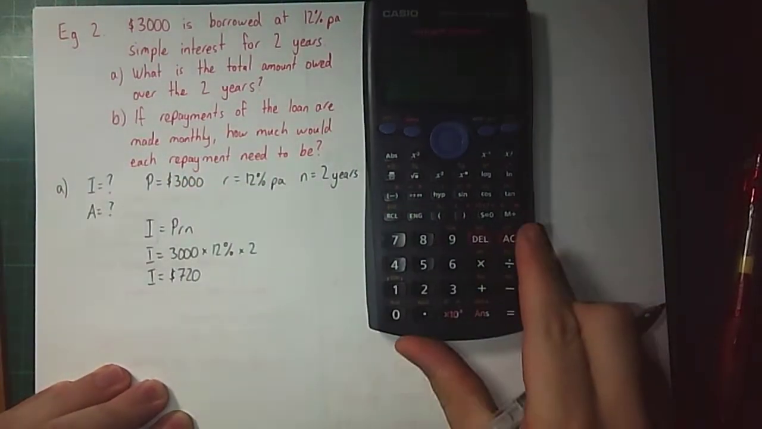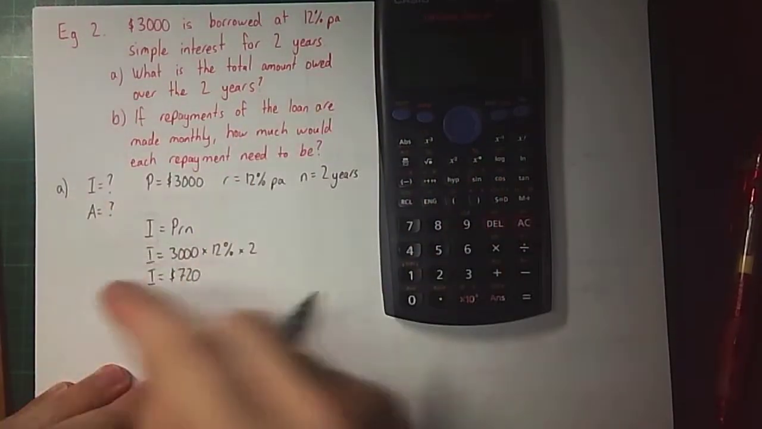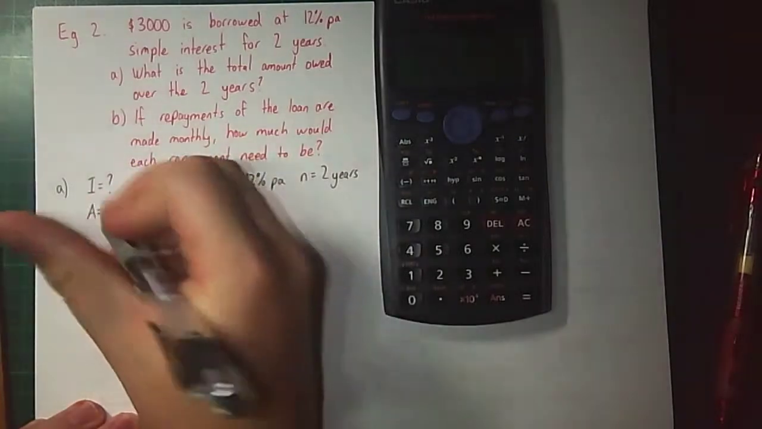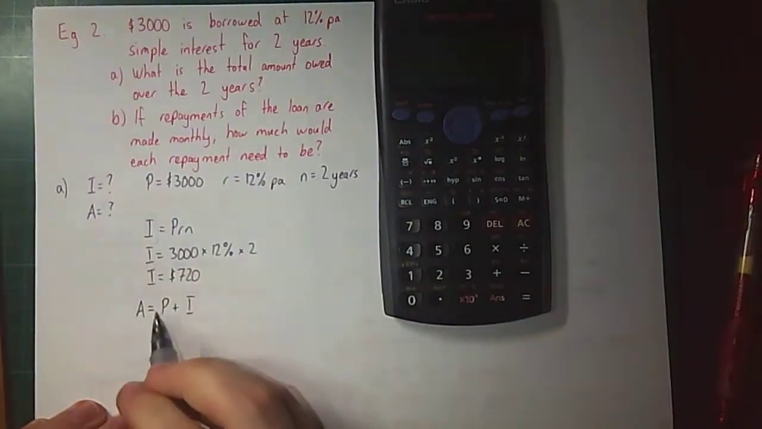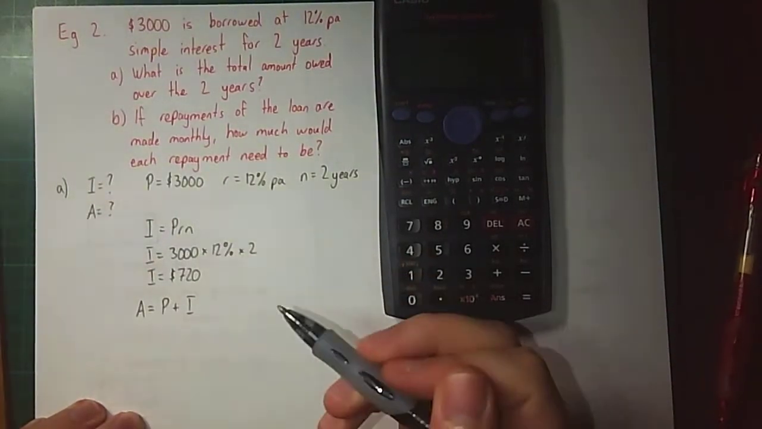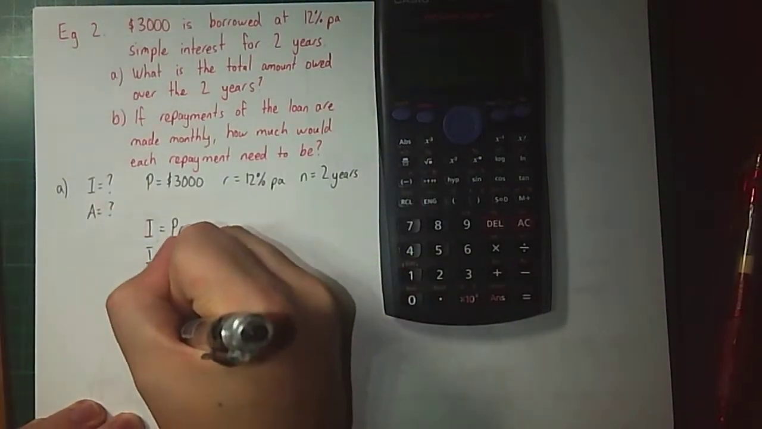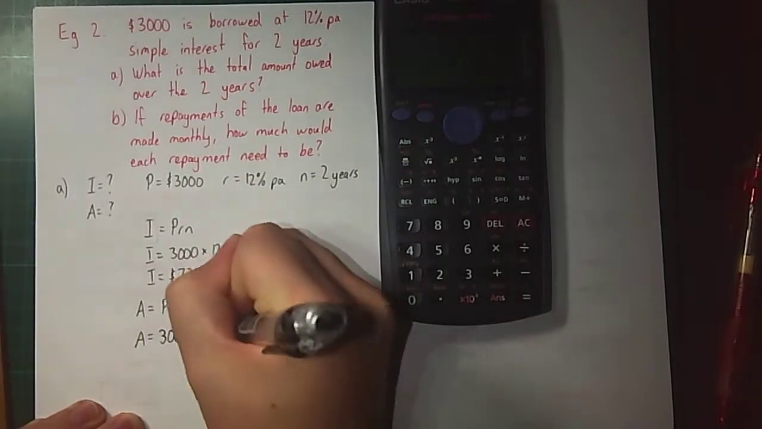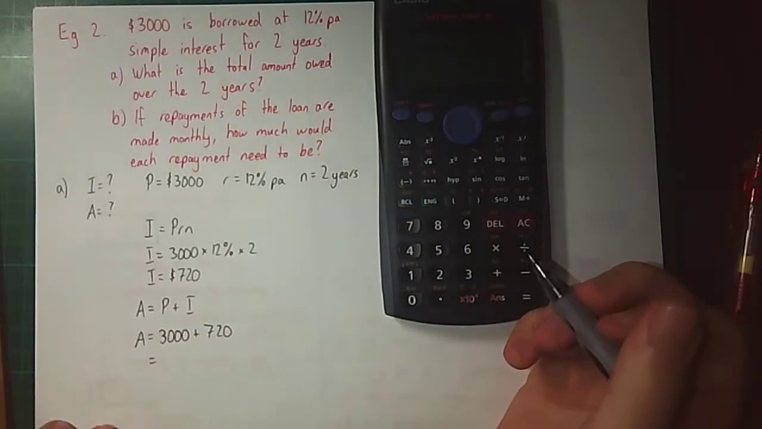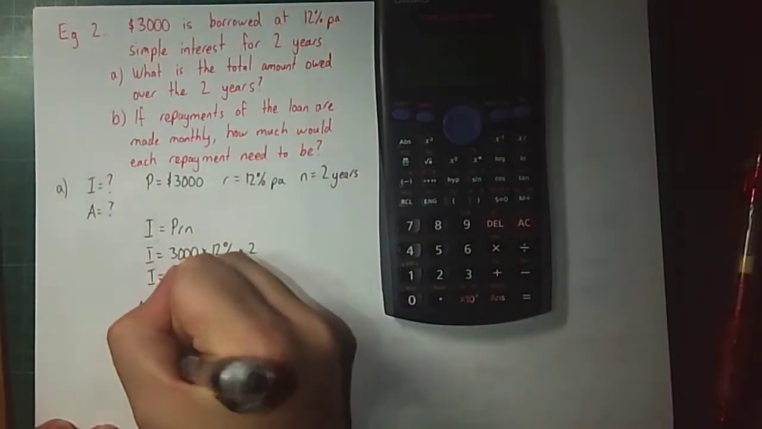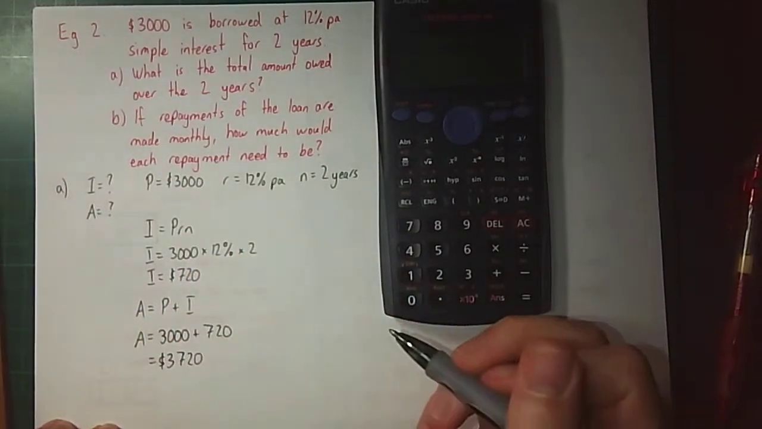Now, the issue here is we're not done, and most people make the mistake of finishing here. It asks for the total amount owed, which means we need to get our A. So the formula to find A is equal to P plus I. So that means we're adding what we started with to what we get at the end, the interest. So our A is equal to 3,000 plus 720. You can type it in your calculator if you need to, but 3,000 plus 720 is going to be $3,720. That's the total amount.